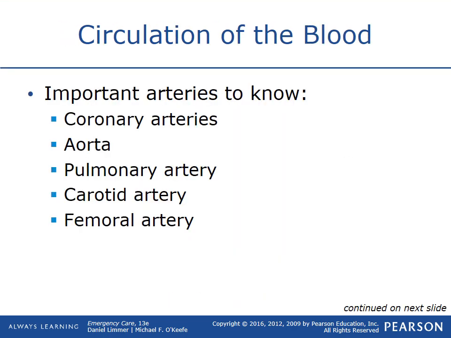Some important arteries you need to know about. The coronary arteries encircle the heart and feed the heart muscle itself oxygen and pick up carbon dioxide from there. The aorta is the largest vessel in the body that delivers oxygen to all the cells, and it comes off of the left ventricle. The pulmonary artery comes from the right ventricle going to the lungs to pick up oxygen. Remember, arteries go away from the heart, veins come back to the heart.